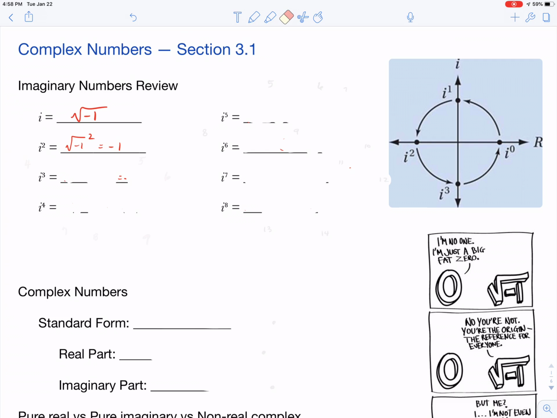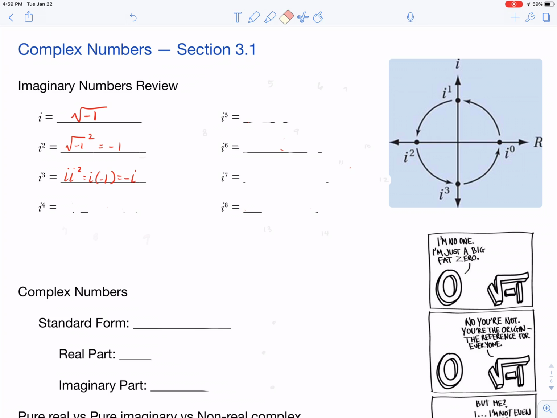If I had an i cubed, where I had 3 of these i's, maybe a good way to do this would be to do i times i squared. Well, we already know that i squared is -1, so if we leave the i alone and replace i squared with -1, we're going to have a negative i.